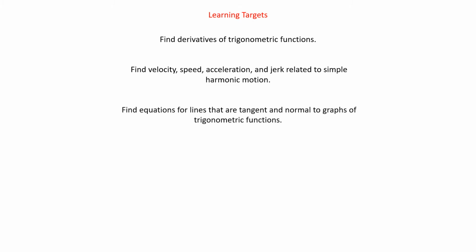Find equations for lines that are tangent and normal to graphs of trigonometric functions. Same thing. To find an equation of a tangent line, we need a slope and the point. Once we find the derivative, we have the slope. We have the point. We've been doing this all chapter, even into last chapter. Nothing's changing except how we find the derivative. And then the normal, we just have to make the derivative perpendicular. Use linear equations to approximate values of trigonometric functions.